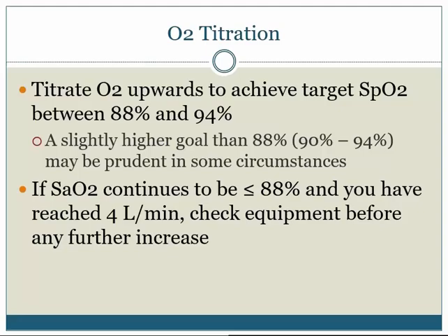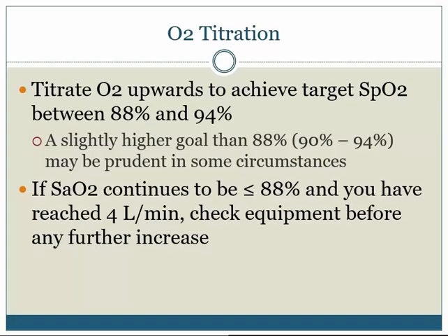Typically, you're titrating your oxygen upwards to try to achieve a saturation level between 88 and 94. And again, this is where you need to get your physician's order, because sometimes they will want a higher SpO2 level in certain circumstances, or they'll tolerate a lower SpO2 level in certain circumstances. So that's where you really need to make sure that you're verifying with your physician what SpO2, the minimum they want you to shoot for when you're titrating your oxygen.